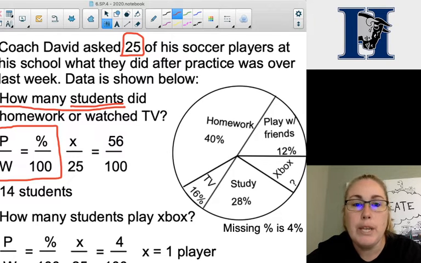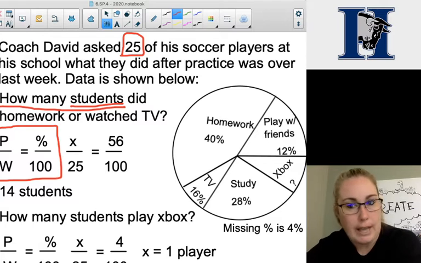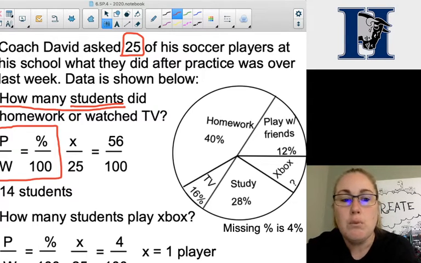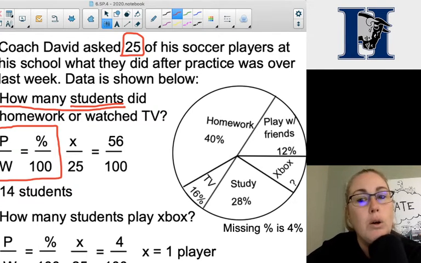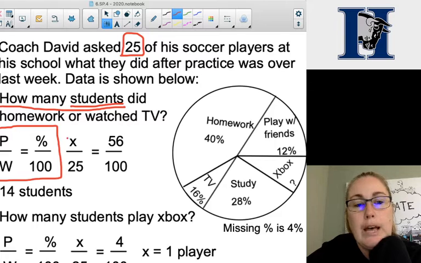So we know that 25 is the total number of students he asked. That's the total number, which means that 25 represents the whole population of students that he asked. We want to know how many students did homework or watch TV. So the part is what we're trying to figure out. That's where we're going to put X. Equals percent over 100.